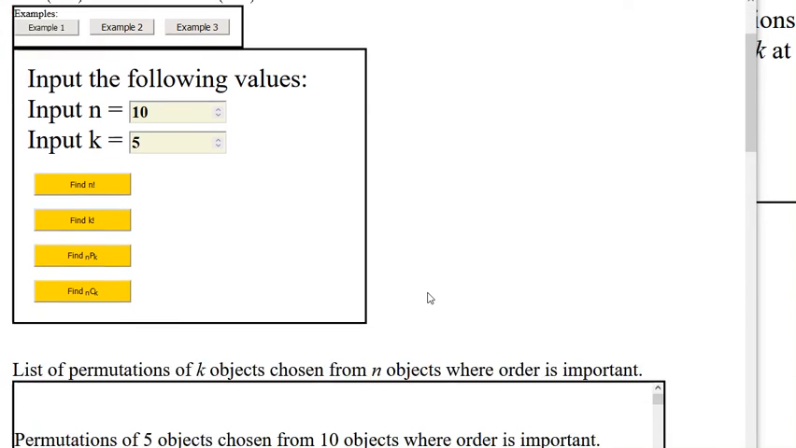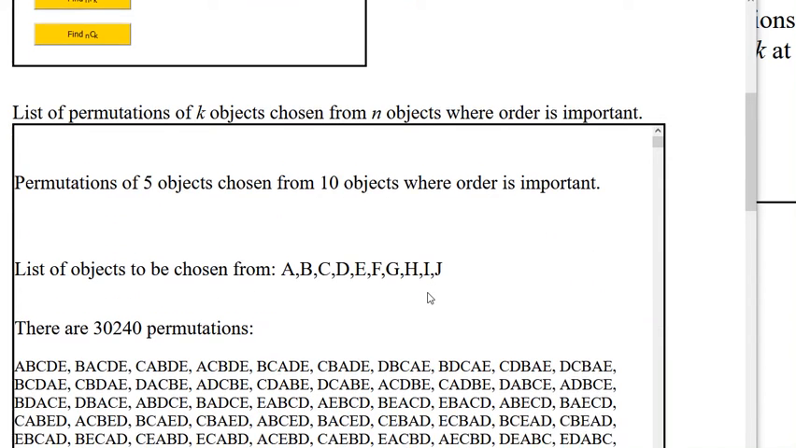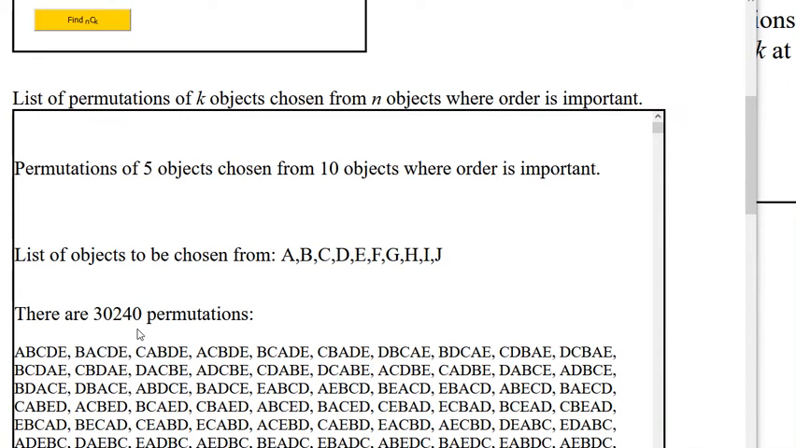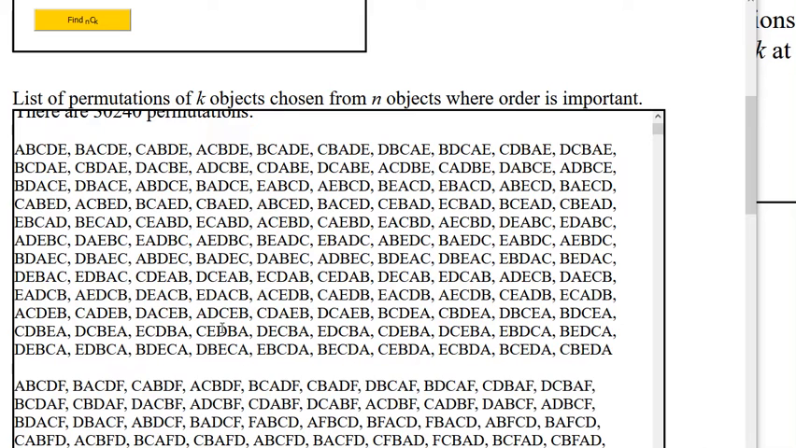And if we're choosing 5 at a time, then we get 30,240 permutations if the order of the letters is important. So here are the 10 objects, and we're choosing 5 letters at a time. There will be 30,240 permutations.